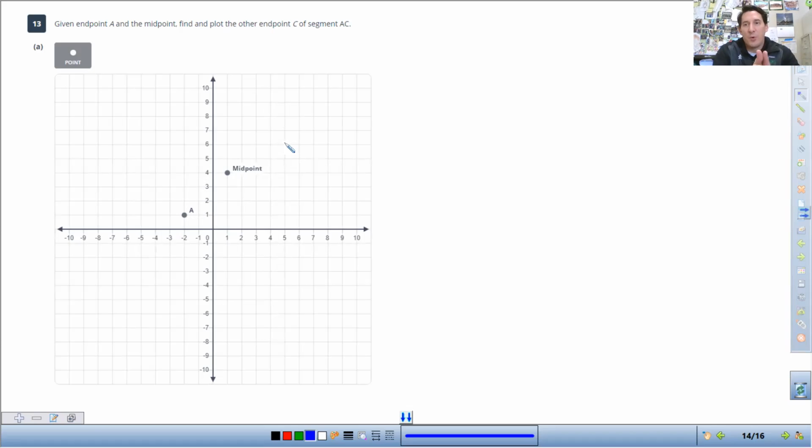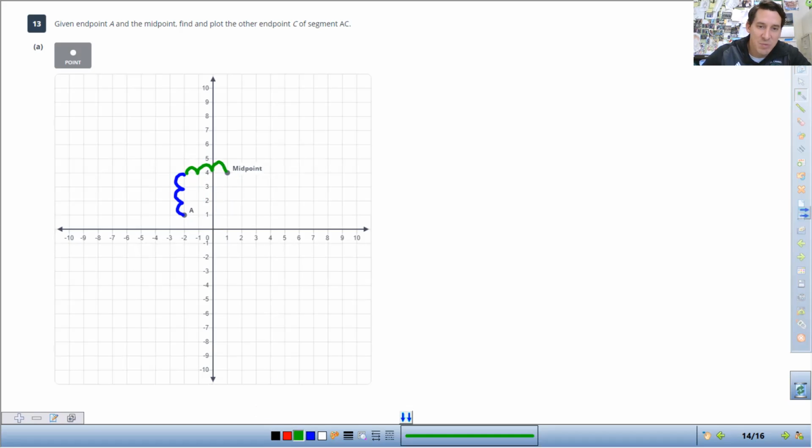And so the deal with the midpoint is the midpoint needs to be the same distance from A as it is from C. So all you need to do is count how many steps it takes to get to the midpoint from A, and then you take that many steps from the midpoint to get to C. And when I say steps, don't count diagonally because that can get confusing. Count how many steps vertically, so up or down, and then how many steps to the right or left. So for A, I'm going to go up 1, 2, 3, and then to the right, 1, 2, 3.